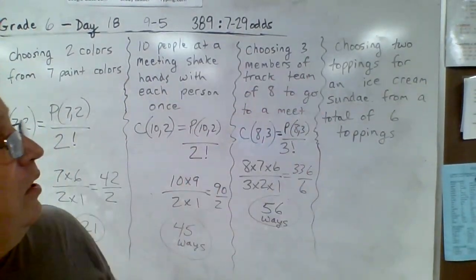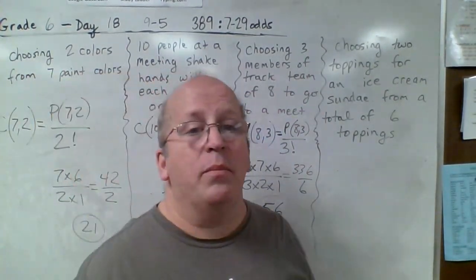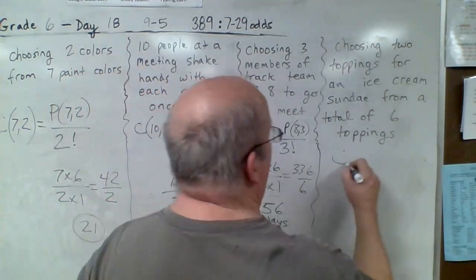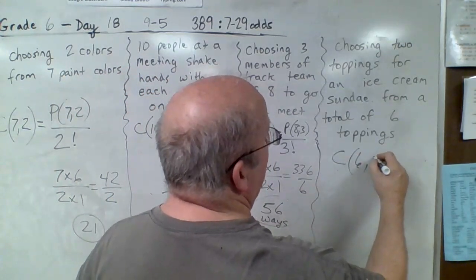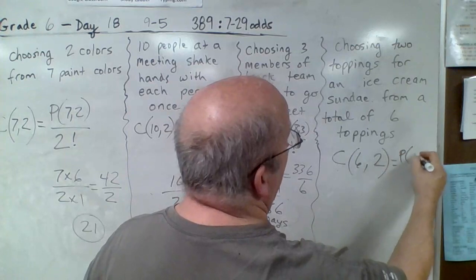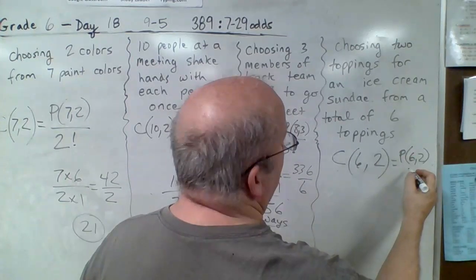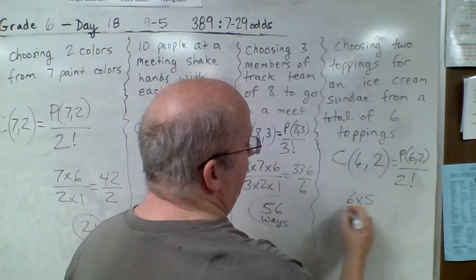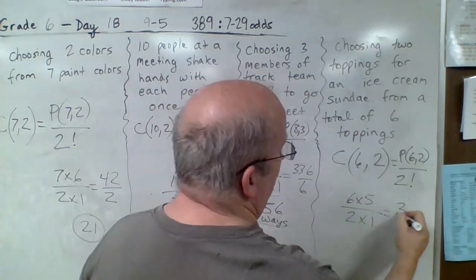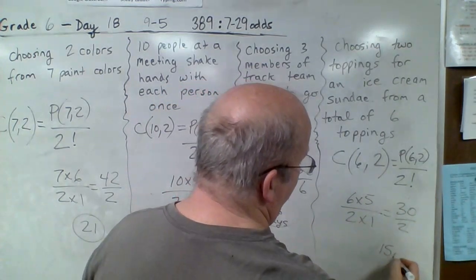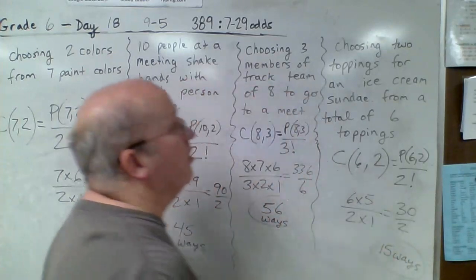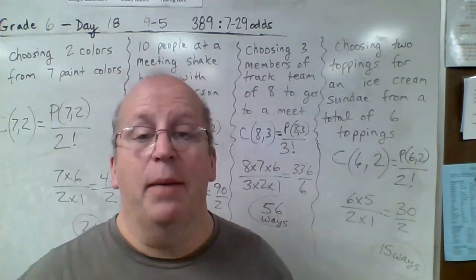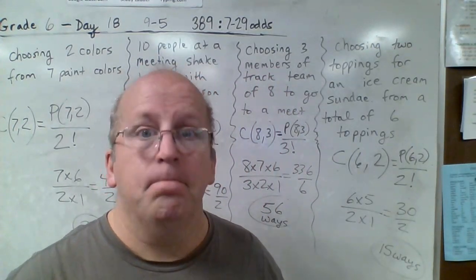Finally, this last one, choosing 2 toppings for an ice cream sundae out of a list of 6 toppings. That would be the combination of 6 items taken 2 at a time, which is really a permutation of 6 items taken 2 at a time over that second number factorialized. So that would be 6 times 5 over 2 times 1, or 30 over 2, or 15 different ways of choosing 2 toppings for an ice cream sundae from a list of 6 topping items. How are we doing so far?